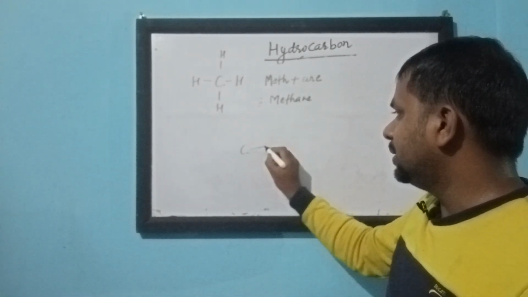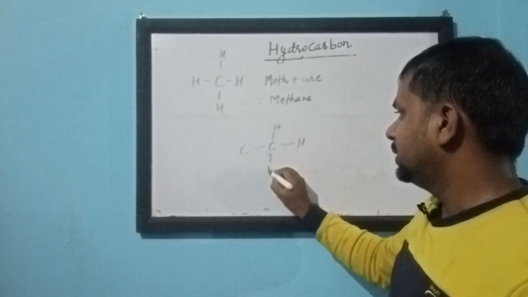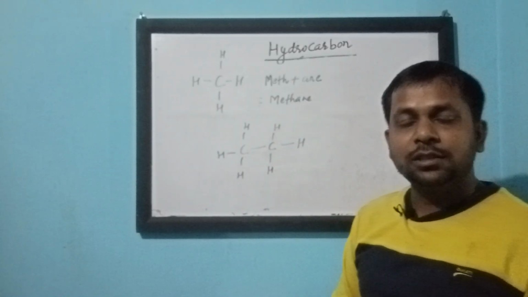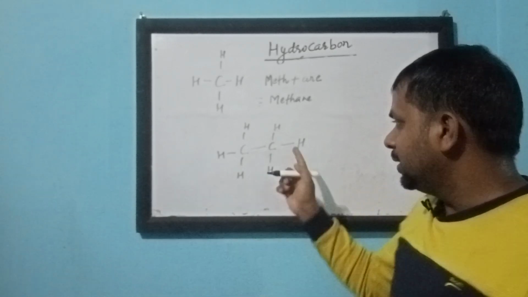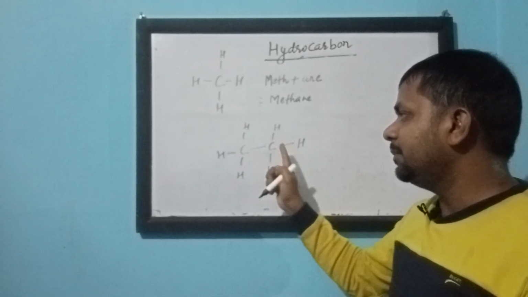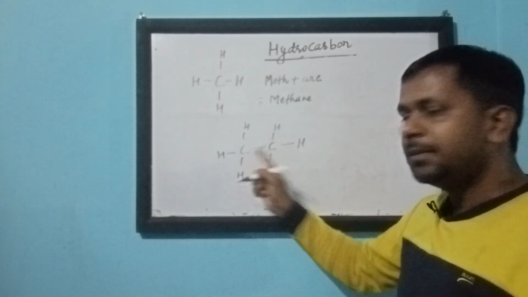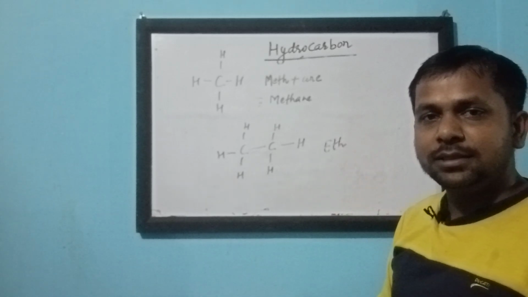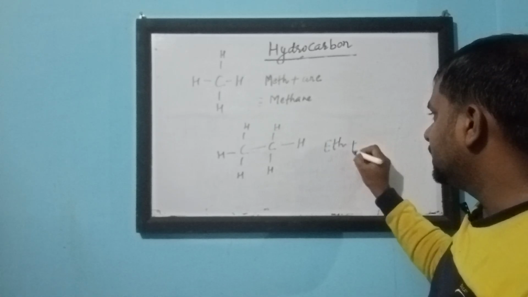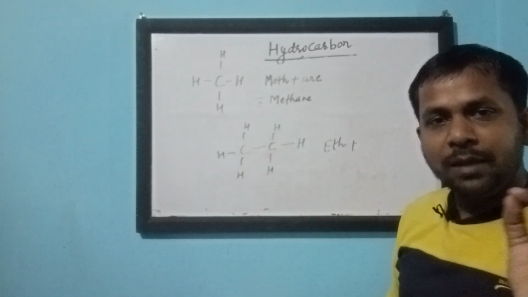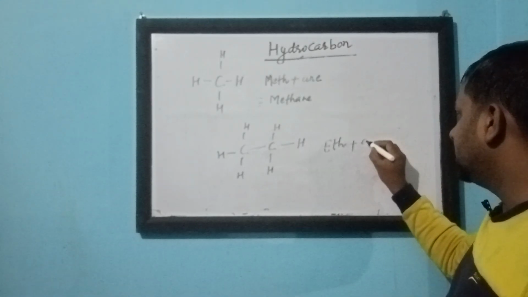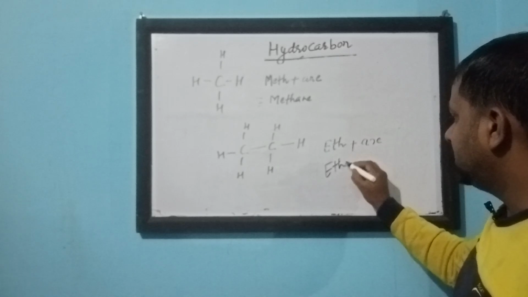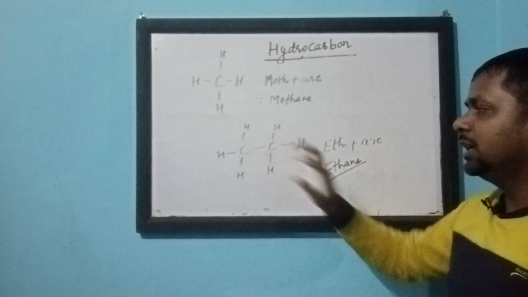Similarly, if another compound is given like this, what will be the name of this compound? Please try. We have to see the root word first, and root word is determined by number of carbon. There are 2 carbon here, so the root word will be eth. Now the suffix is determined by the type of bond. The type of bond here is single covalent bond, so root word plus ANE becomes ethane.